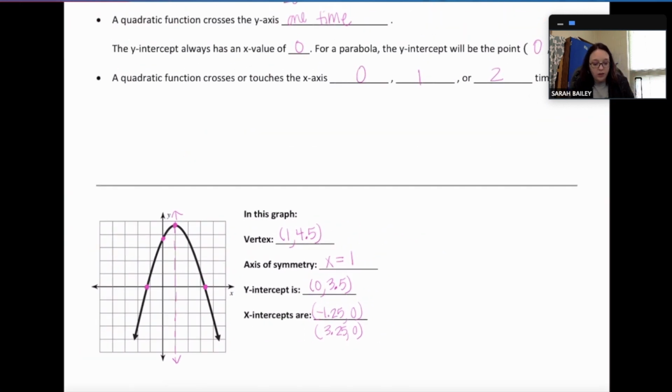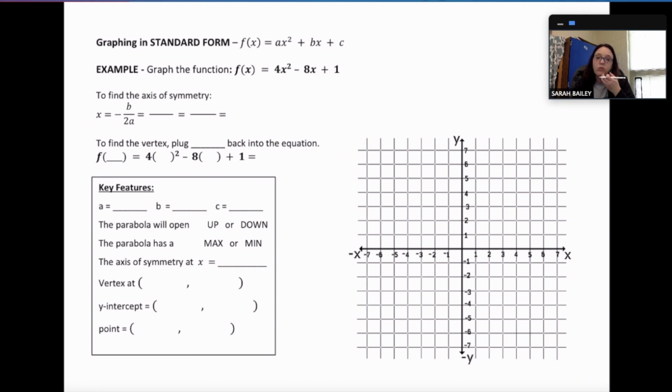All right, let's go to the next page. Suppose you need to graph a quadratic equation that's written in standard form, that's ax squared plus bx plus c. Let's take this example: f of x is equal to 4x squared minus 8x plus 1. Step 1, we're going to find the axis of symmetry.